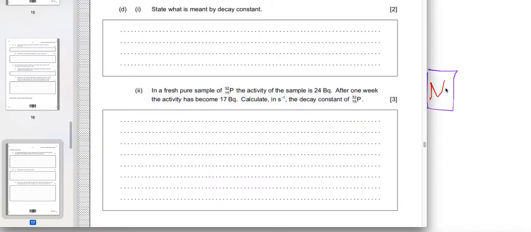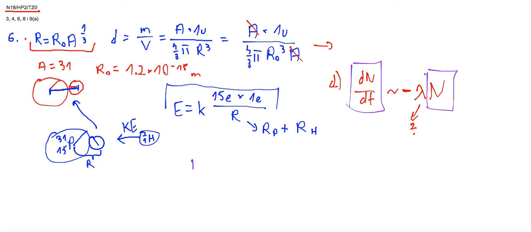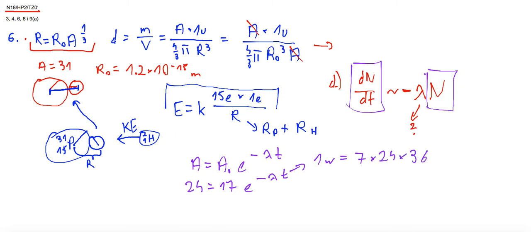Okay, in a fresh pure sample of phosphorus-32, the activity of the sample is 24 becquerels. After 1 week, the activity is 17. Calculate the decay constant. So, not difficult. You have to refer to this equation. At the beginning, we have 24. After 1 week, we have how much? 17. Okay, and time is 1 week. So 1 week must be converted into seconds because the question is about the decay constant expressed in s to the power of minus 1. So we have to convert time 1 week into seconds, substitute and calculate lambda.